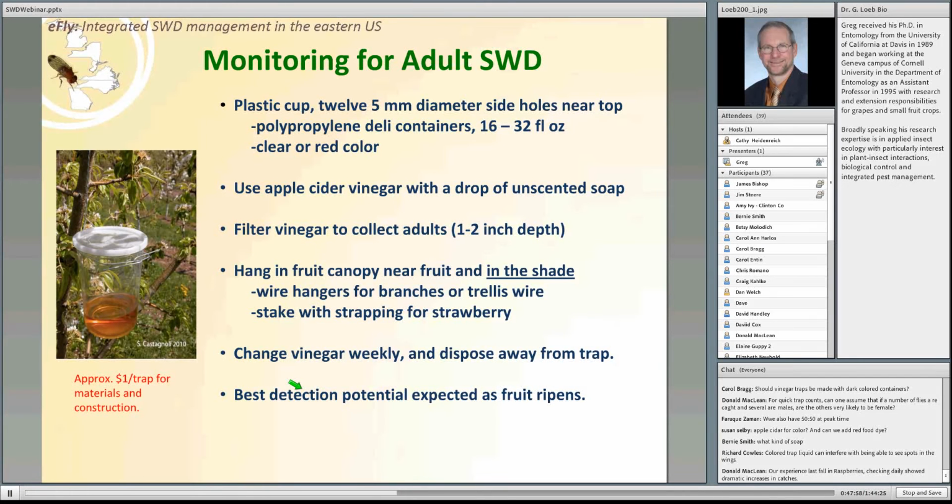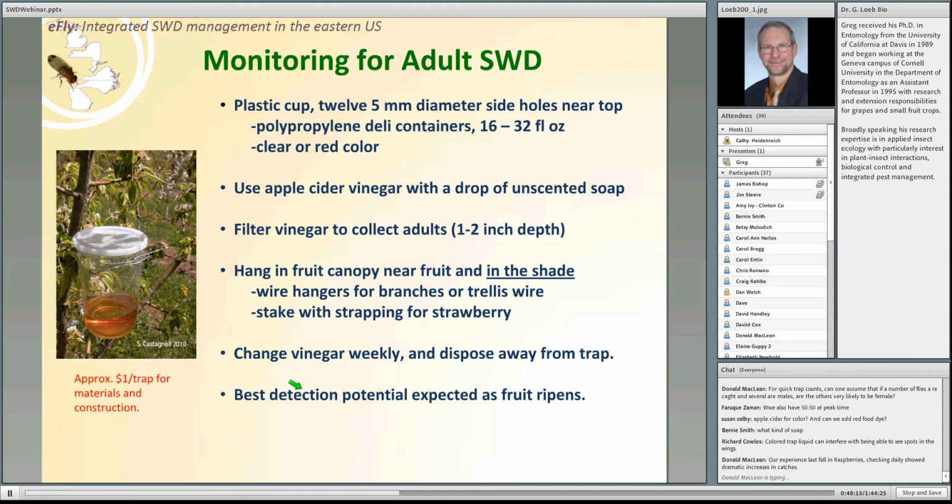So it's not an ideal trap for an early warning. It's a point I made earlier, and we're very interested in developing more attractive lures. I am working with Peter Landolt, an ARS scientist out in Washington, who's been doing some work on synthetic lures, and hopefully I and some others of us will be testing some of their synthetic lures this year to see if we can get an improvement over apple cider vinegar.